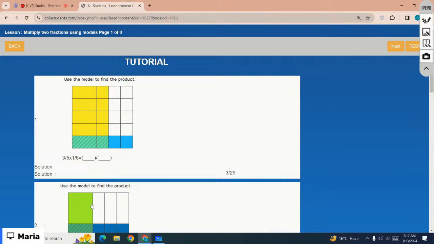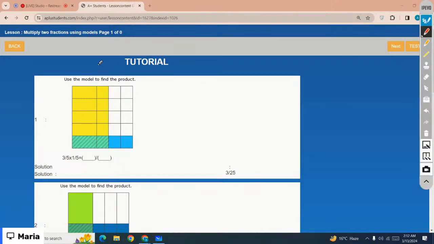And we have to find the product using the model, right? Okay, so basically you have 3 over 5 times 1 over 5. You have 5 rows, but you must have 5 columns because the denominator of both of them is 5. So you have 5 rows and 5 columns, right? So now you have a total of 25 columns.